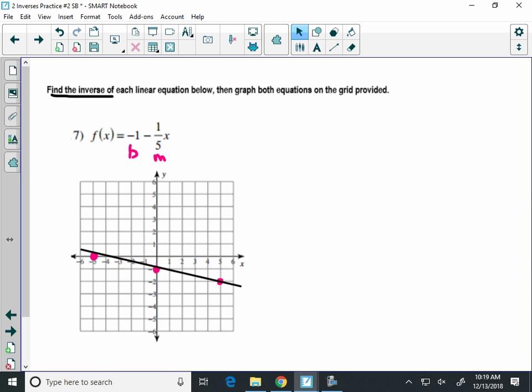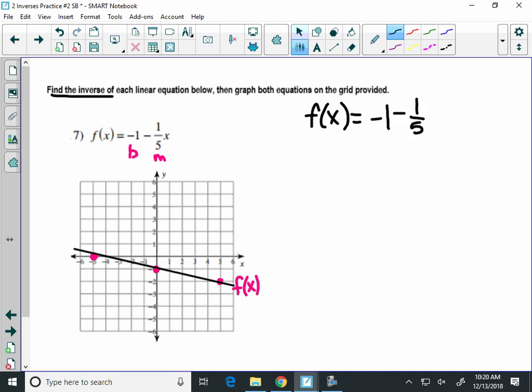There we go, a little longer. So that's our first function, that's f of x. Now to find the inverse, remember, if you're starting with f of x, you can change that f of x, that's the same thing as y. Y equals negative 1 minus 1/5 x. To start finding the inverse, you have to switch the letters, x and y. So we'll rewrite this as x equals negative 1 minus 1/5 y.